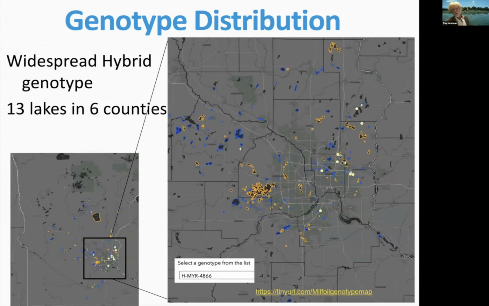This is a distribution of a widespread hybrid genotype. It's found in 13 lakes. Most of them are over in the East Metro, Washington, and Ramsey County. But there is 1 lake out in Wright County now where we've identified this widespread hybrid water milfoil. So all this distribution is due to clonal spread from those lakes. It probably arose in one of these lakes. We don't know which, and maybe one we didn't identify, and then now it's been spread by either birds or boaters or a combination of that to these lakes via clonal spread.